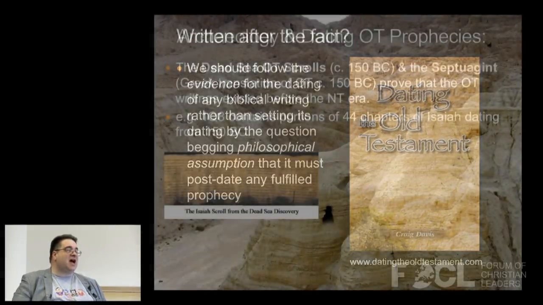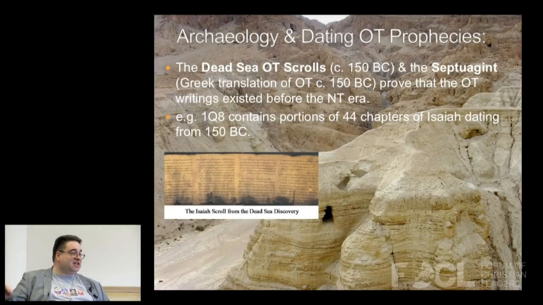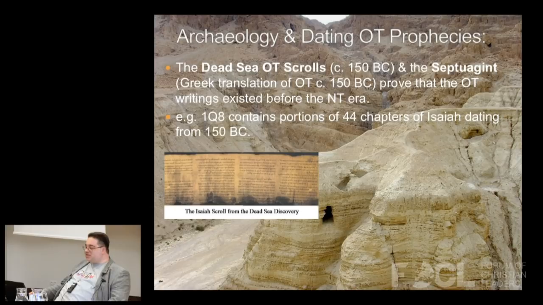But of course, when we come to looking at messianic prophecies fulfilled in Jesus, we have the advantage that the Old Testament had definitely all been written before Jesus' day. And we can show this archaeologically through the Dead Sea Scrolls, which date to about 150 BC. Copies of many books of the Old Testament, including famously the book of Isaiah. And of course the Septuagint or Greek translation of the Old Testament also dates to about 150 BC. So both of those show that the Old Testament writings existed well before the New Testament era.